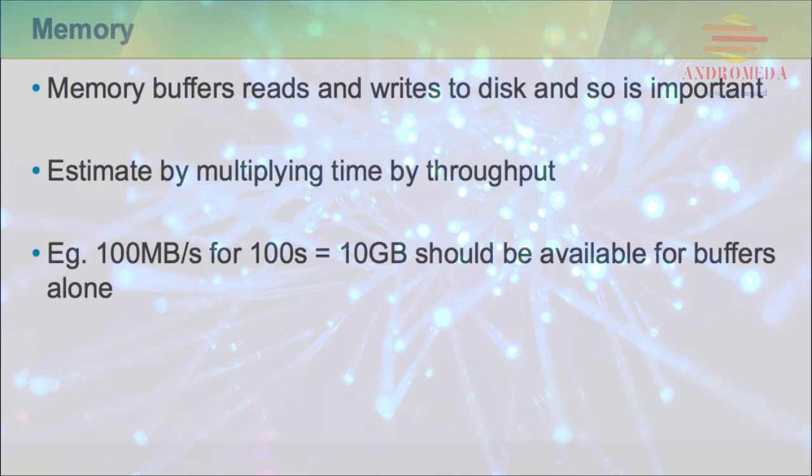You could estimate the memory by multiplying the time by throughput. So for example, if you're going to be sending 100 megabytes of data a second for 100 seconds, then you need 10 gigabytes available for buffers alone.